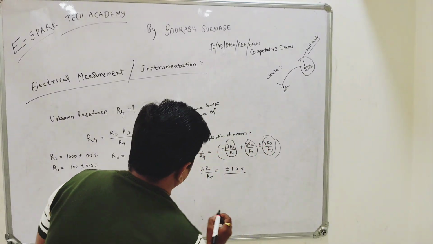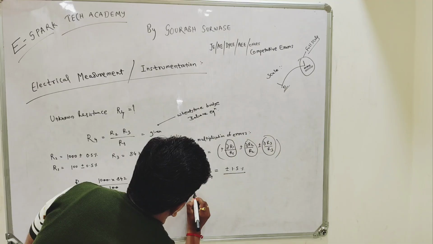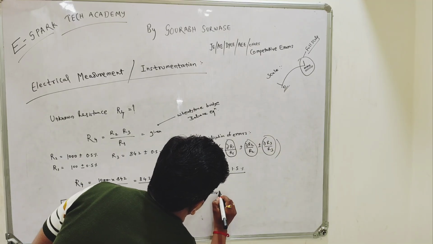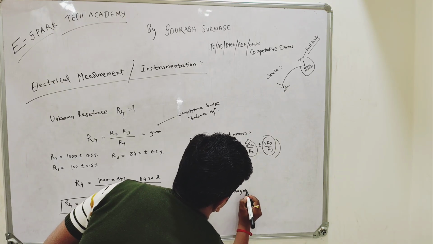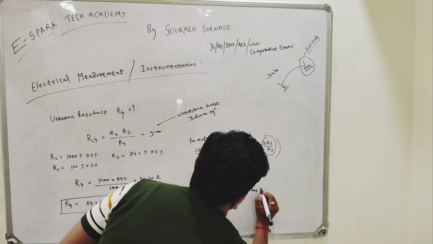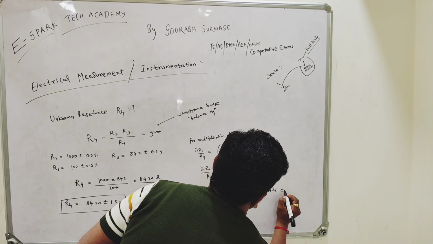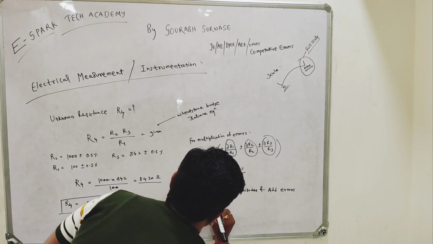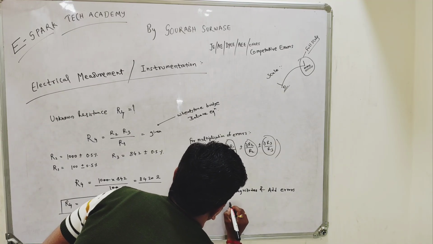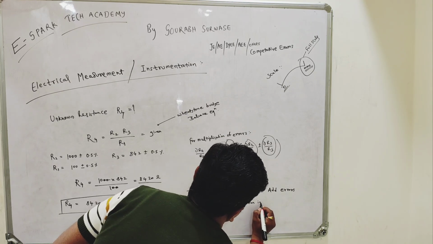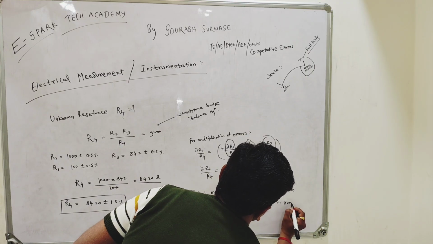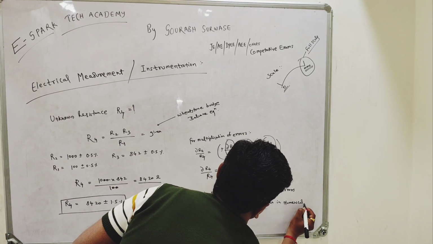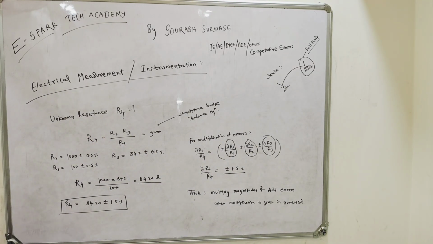I will write the trick: multiply magnitudes and add errors when multiplication is given in numerical. Please note it down. This is a very important thing.